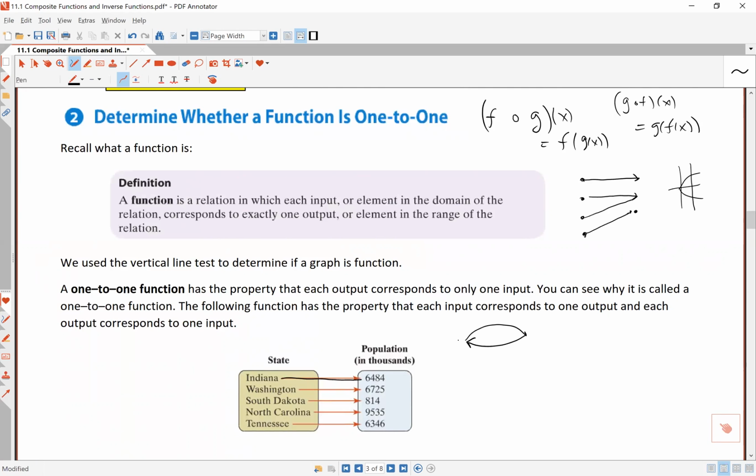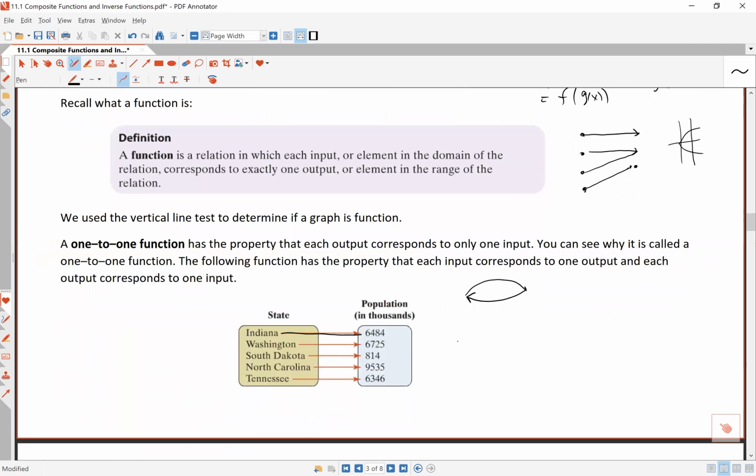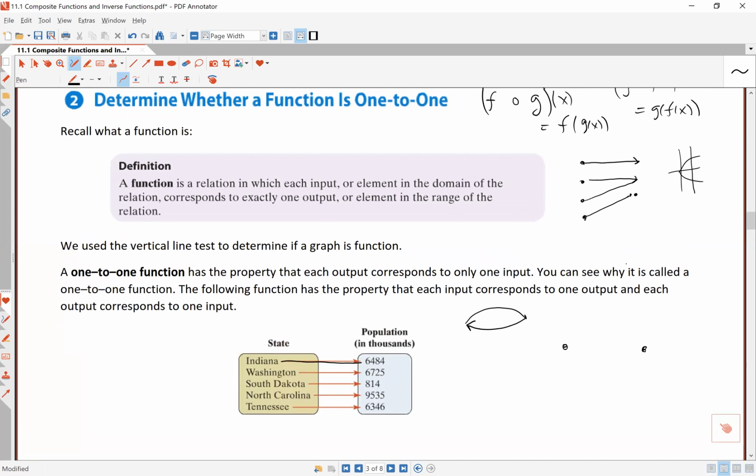So a one-to-one function has the property that each output corresponds to only one input. You can see why it's called a one-to-one function. This function has the property that each input corresponds to one output, and each output corresponds to one input. This gives us the idea of: you give me an output and I'll tell you exactly which input it came from. We can't say that when there are two arrows going to the same output because we can't say which exact one gave us that output.